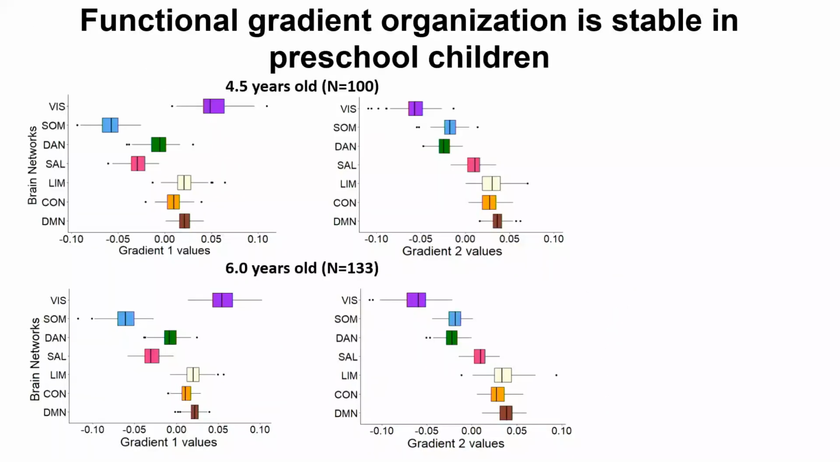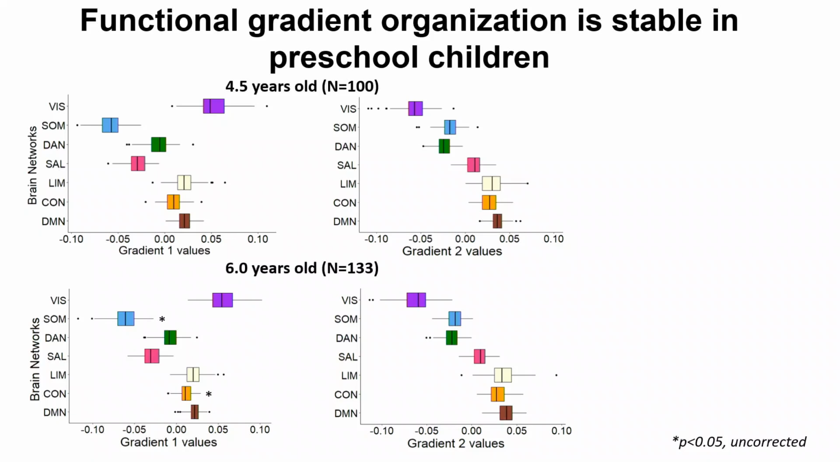After identifying the gradient patterns in 4.5 year olds, we then look at the functional gradient organization at 6 years old. We can see that the organization of network gradient is very similar across the 2 age groups. Further, we look at the 57 subjects who have scans at both age groups and carry out a paired t-test to see whether specific networks change with age. Note that for gradient 1, the somatomotor and control networks are different at 6 years old. However, this difference is quite small and does not withstand FDR correction.